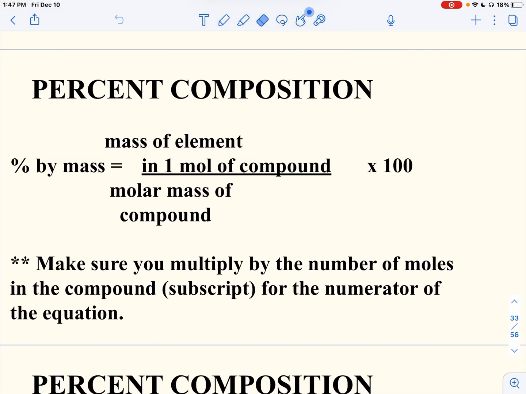So in this video, we're going to talk about a bunch of little things. The first one's going to be percent composition. Here is the formula for percent composition. You take the mass of the element in 1 mole of the compound and put it over the molar mass of the entire compound. And because it's a percent, you multiply by 100. The only tricky thing here is to make sure you multiply by the subscript.